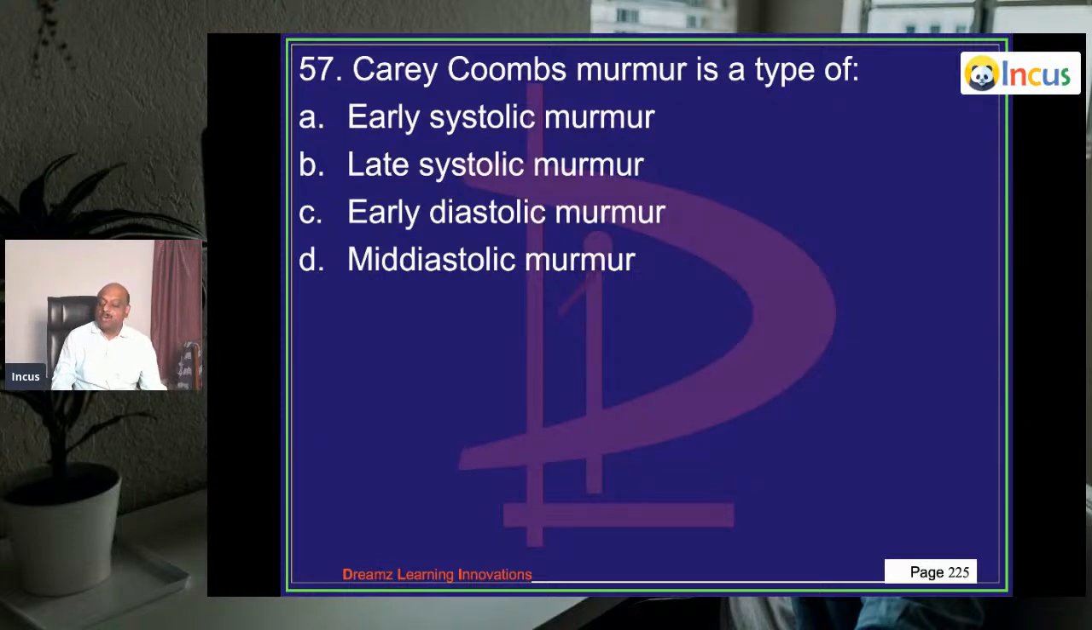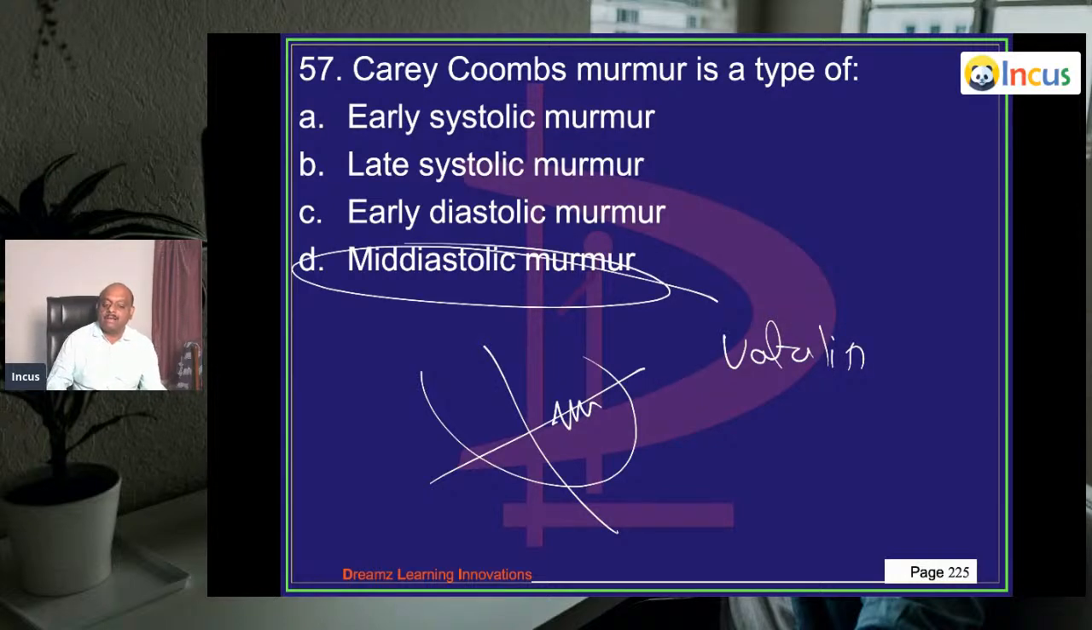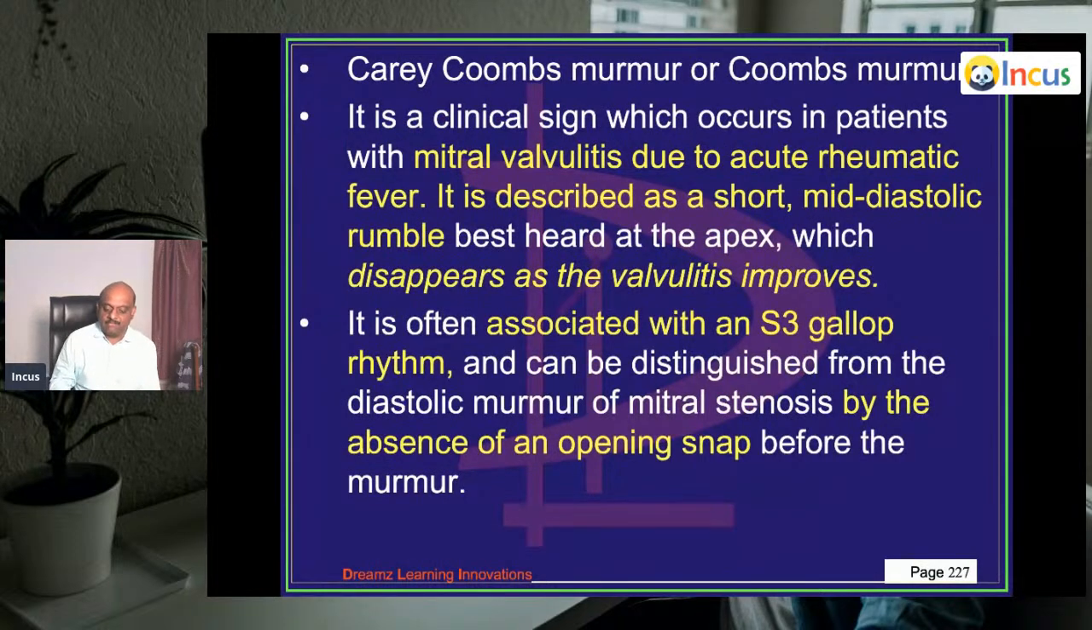Carey Coombs, acute rheumatic fever. In the early phase, there is a valvulitis. Mitral valve will undergo inflammation, become swollen, and that leads to development of a mid-diastolic murmur of acute carditis in acute rheumatic fever, which is called Carey Coombs murmur.